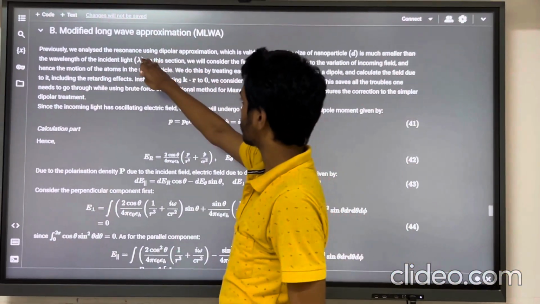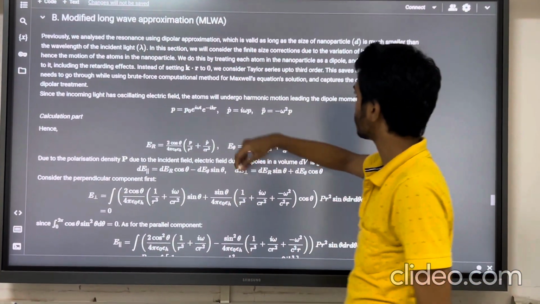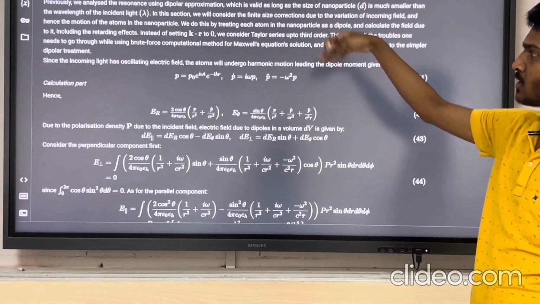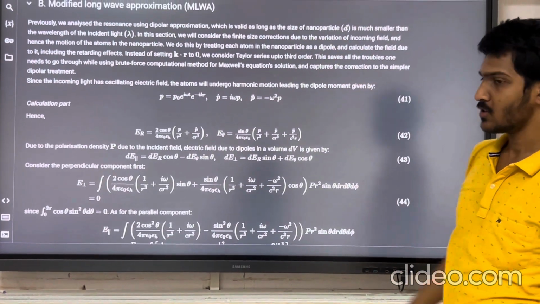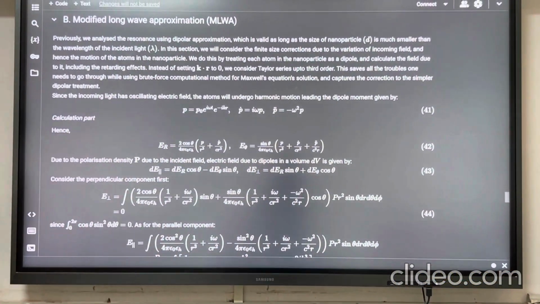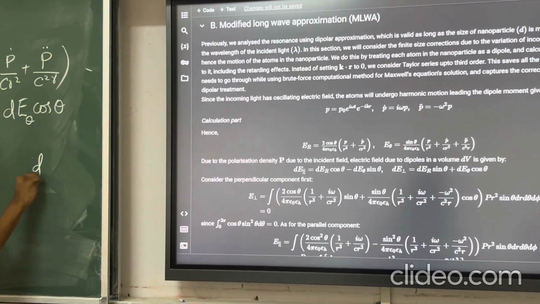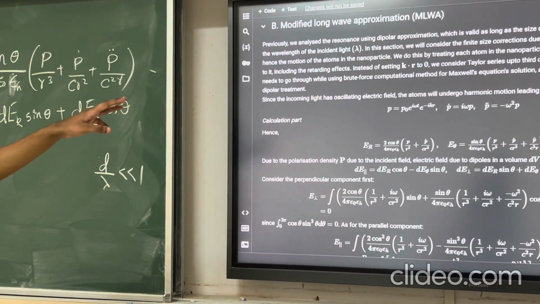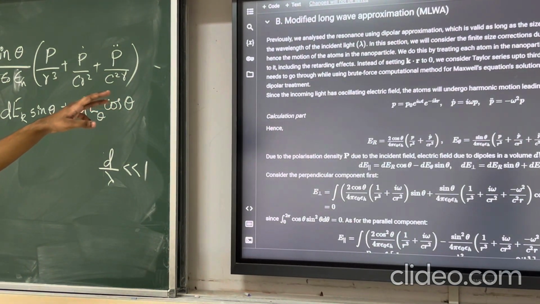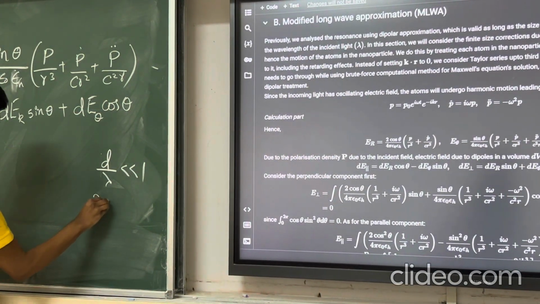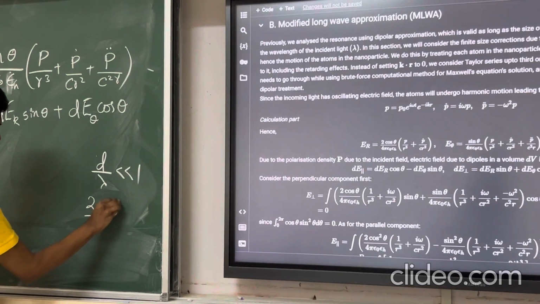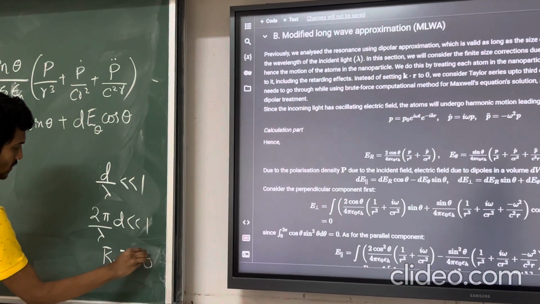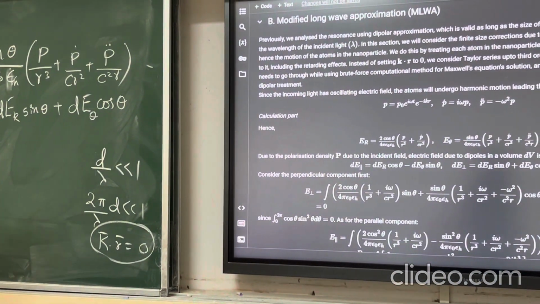So earlier we had considered resonance due to the dipolar approximation, which is valid as long as the size of the nanoparticle is much smaller than the wavelength of incident light. So basically that is when d upon lambda is much less than 1. So in that case, k dot r will also be much less than 1. So we roughly set k dot r to be equal to 0.